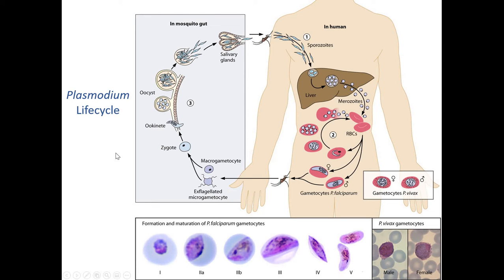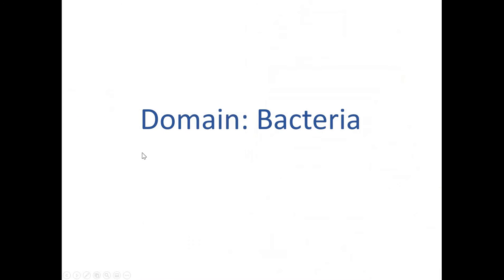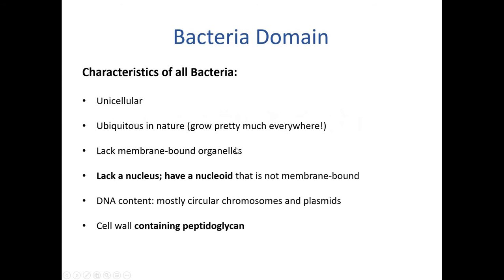So that's an example of one very interesting eukaryotic microbe. So now we're going to move into the bacterial domain, which of course are prokaryotes. And so characteristics that all bacteria share include the fact that they are unicellular, of course. They're ubiquitous in nature, which means that they grow pretty much everywhere.